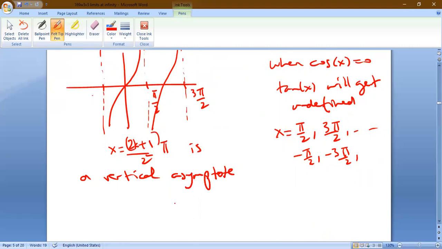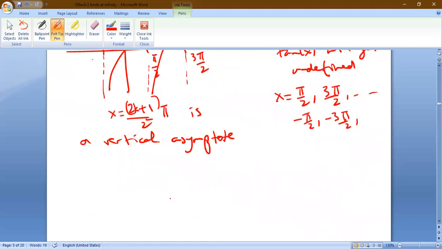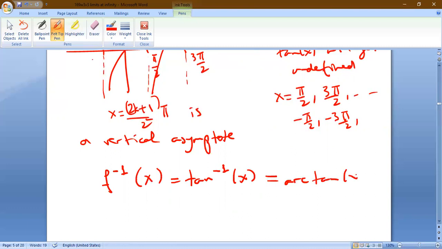Well, for the horizontal asymptote, well, we don't have that anyway. But I'm going to come down to horizontal asymptote just by looking at the inverse function of this. Okay, so if we think about the inverse of tangent, which is arctangent, you can either write this way or this way.